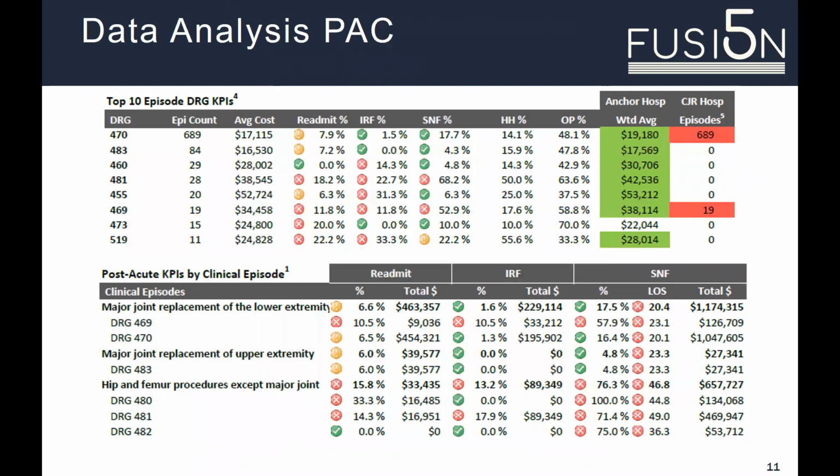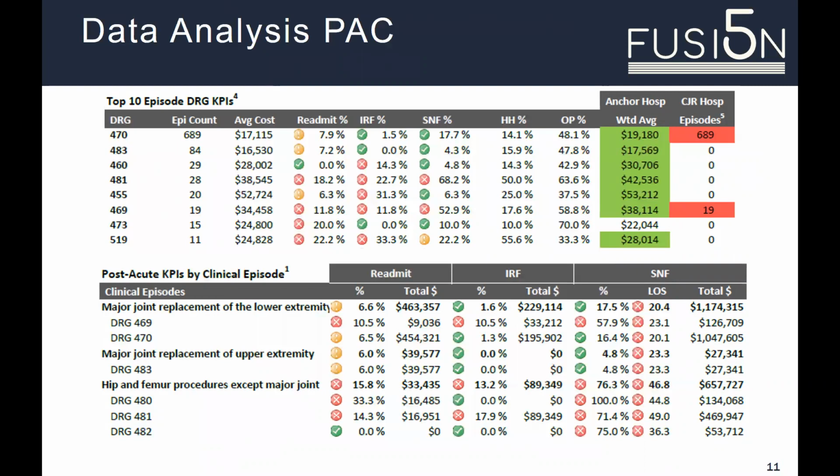You'll notice at the bottom is basically breaking those post-acute KPIs down by the clinical episode. So for major joint replacement of lower extremity, that includes both DRGs 469 and 470, so the difference between a regular major joint replacement of lower extremity and one with major complications. So not only does it break it down again by utilization, it's going to break it down by the total dollar spend that went into those facilities.